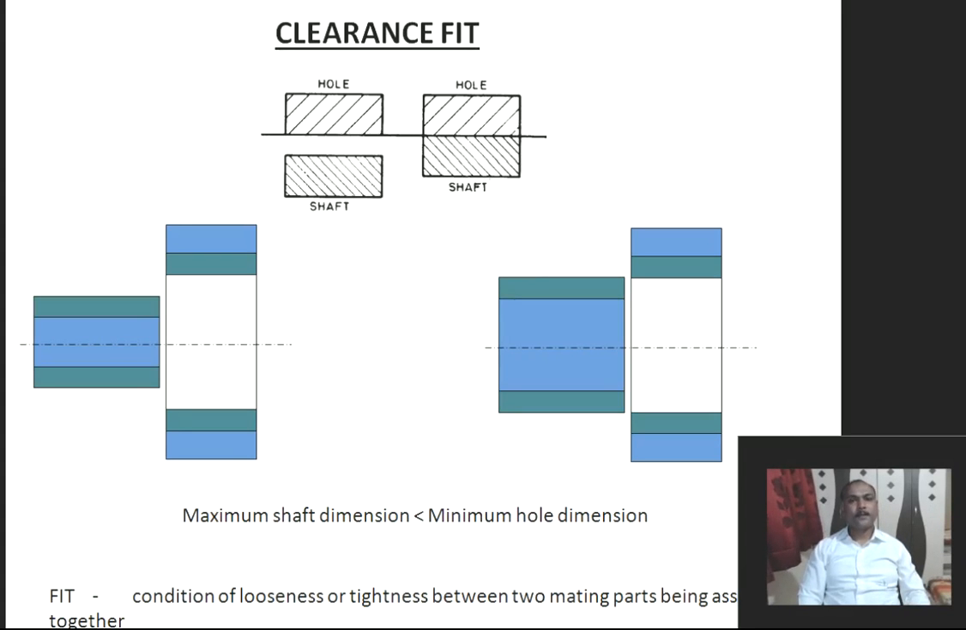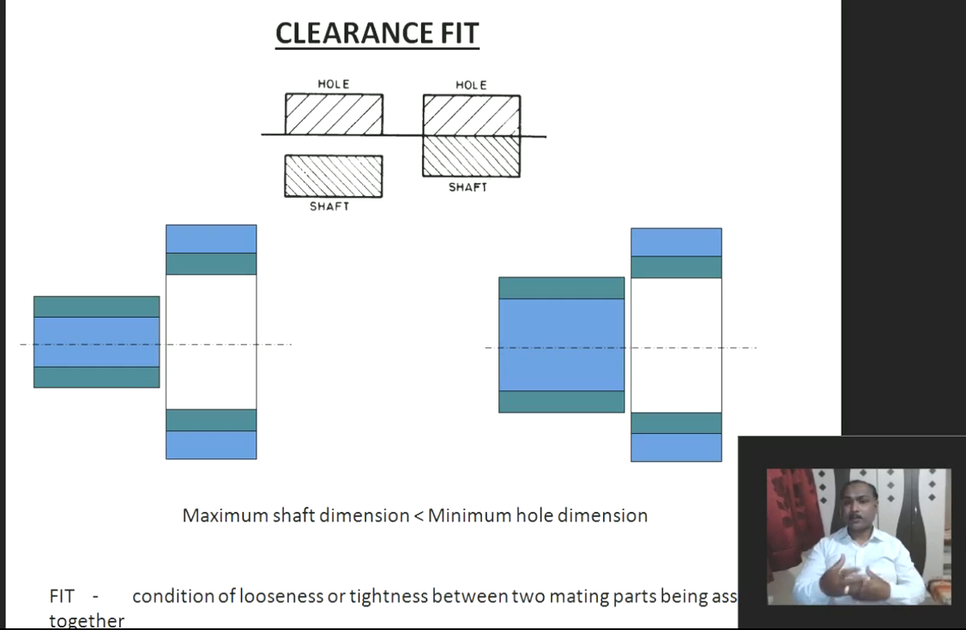So in clearance fit, the maximum size of a shaft is always smaller than the smaller size of a hole. Means there is always a gap between the hole and shaft. And the example for this clearance fit is a piston and cylinder. We require some clearance between this piston and cylinder such that we can get the movement.